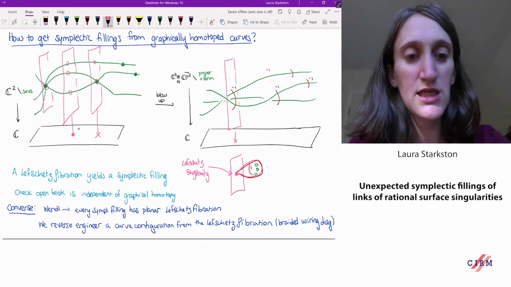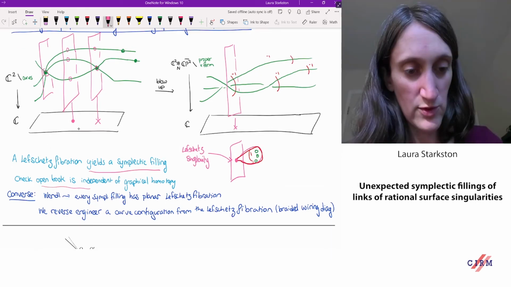And what we check is that the open book decomposition doesn't depend on which graphical homotopy we had. And so it agrees with the ones coming from, say, the A'Campo smoothing, which gives us the actual open book decomposition for the contact manifold, which is the link of the singularity that we wanted.